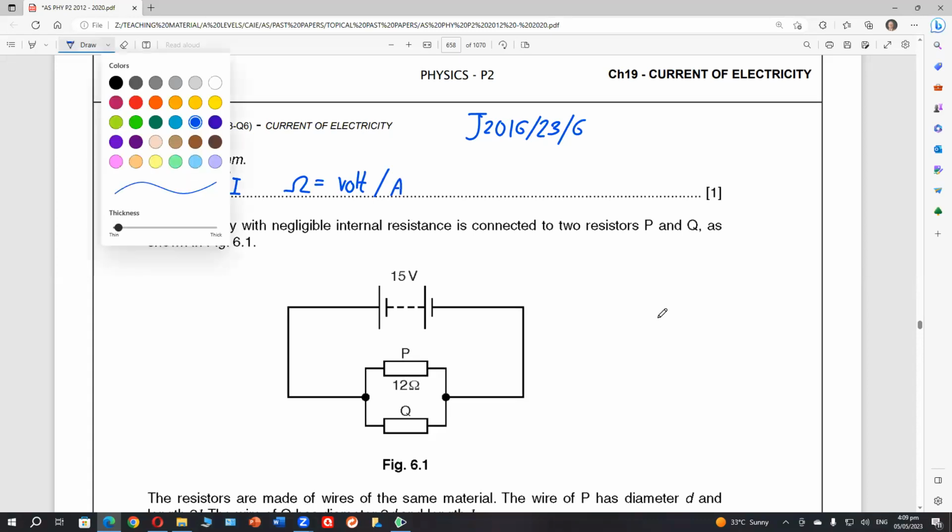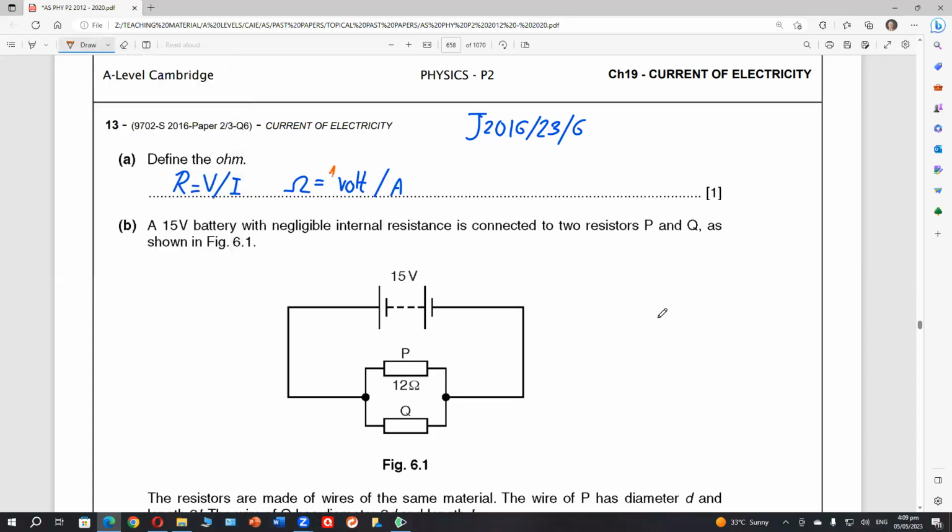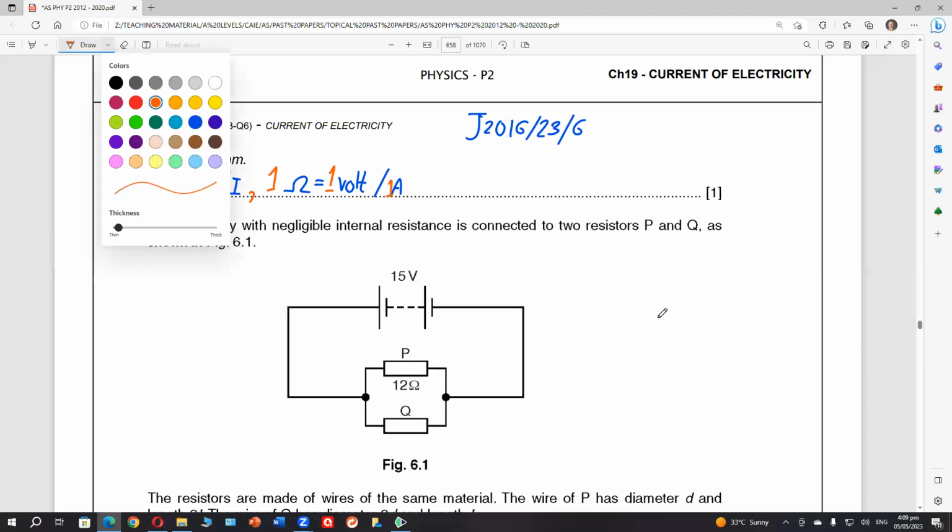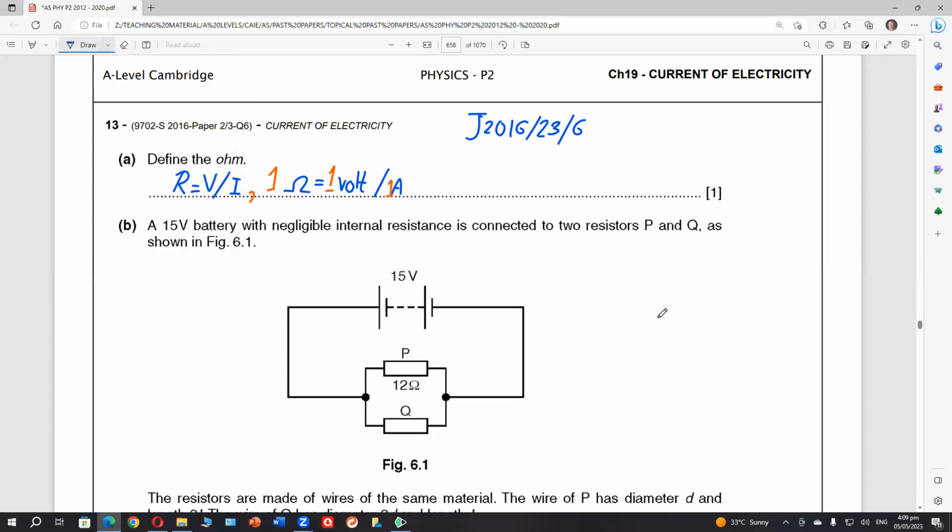You can't simply say volt per ampere. You have to put 1 with every unit. Now, can you make a definition from it? 1 ohm is the resistance when there is 1 volt of PD across it for 1 ampere.